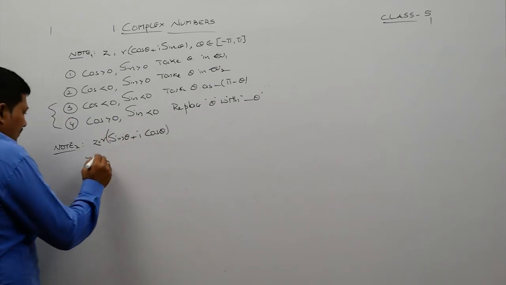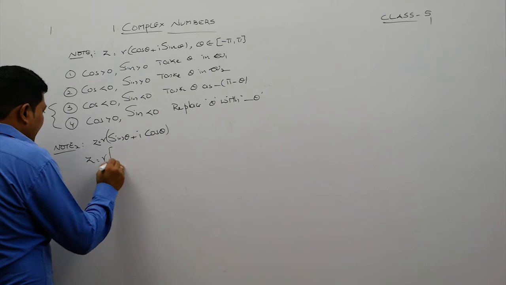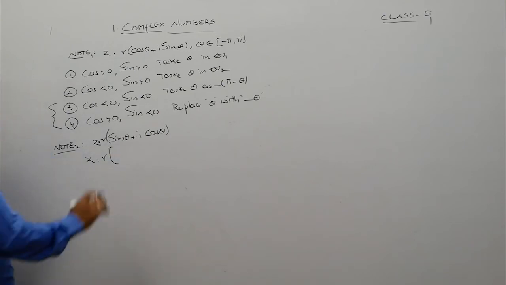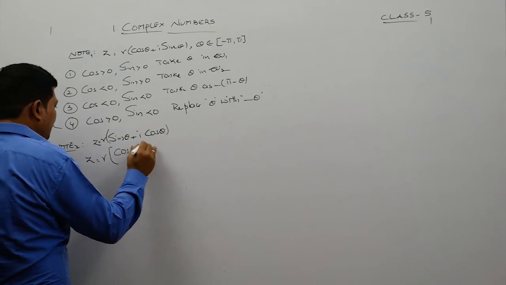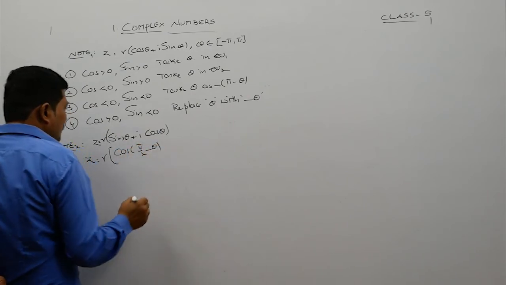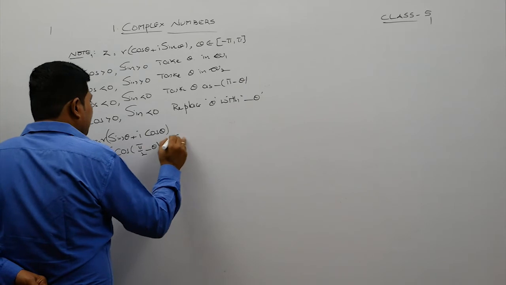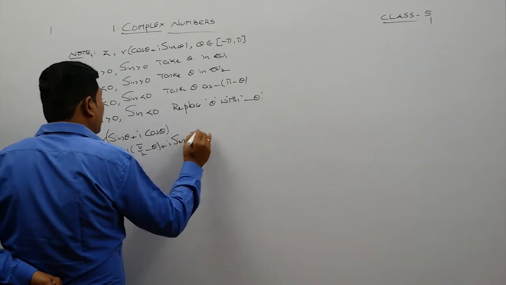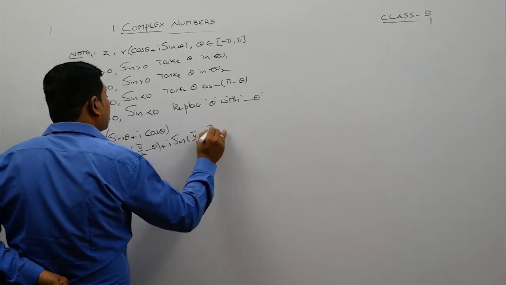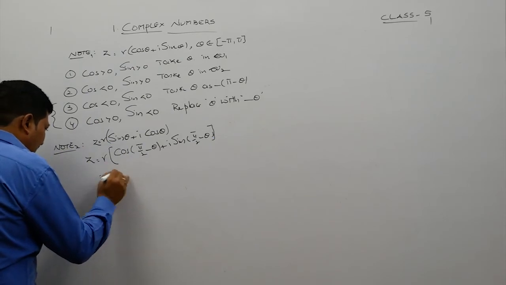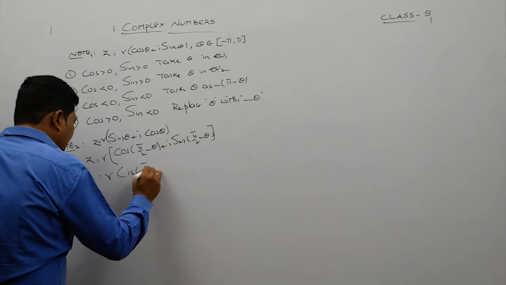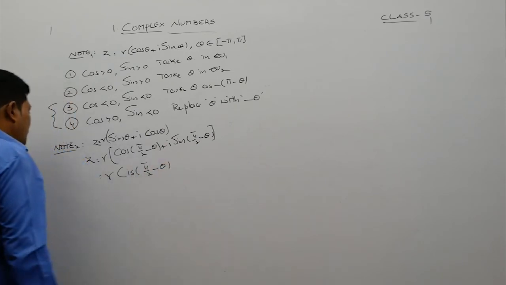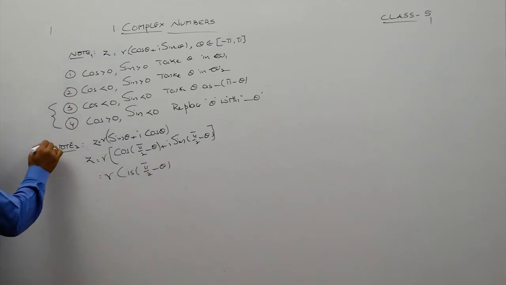A simple conversion we will do here by writing the quadrant angles. Now sine theta can be expressed as cos 90 minus theta plus i into sine 90 minus theta. So this is nothing but equal to r into cis pi by 2 minus theta. So this is also another important one to notice.